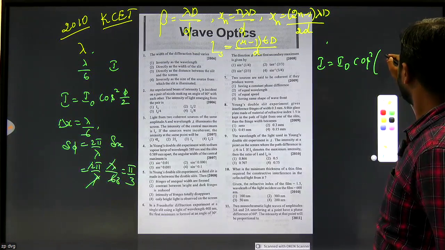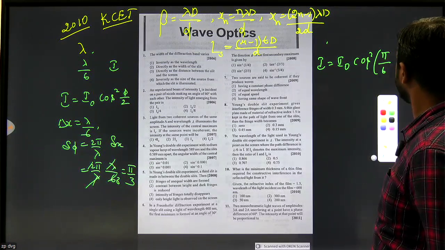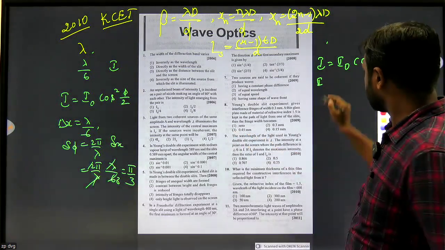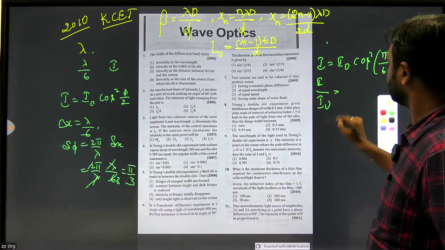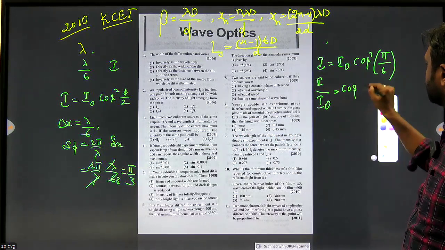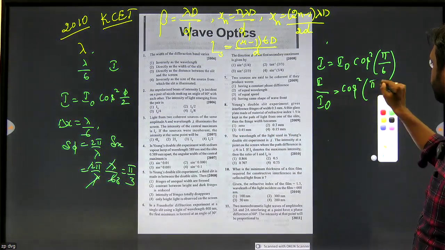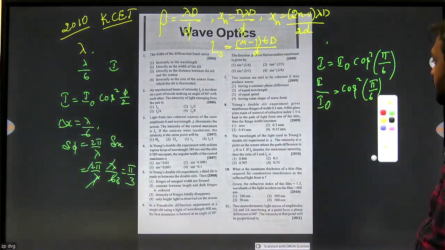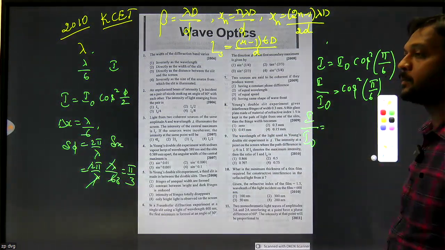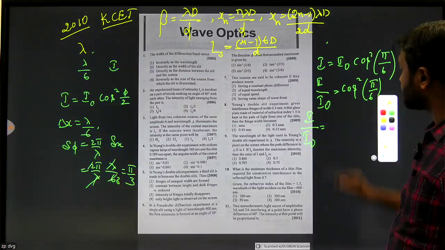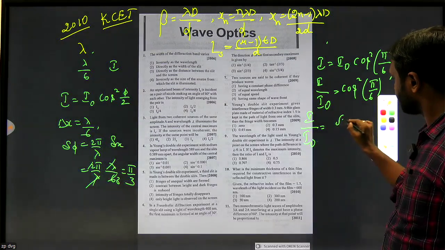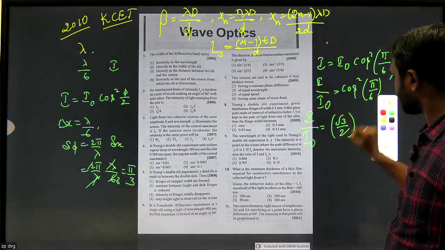That is pi by 6. Then I by I naught equals I by I naught cos square pi by 6. See, cos pi by 6 means cos 30. Cos 30 means root 3 by 2 whole square.